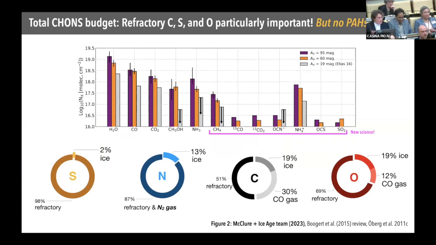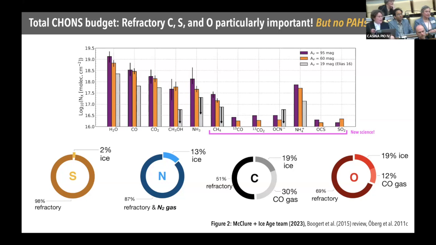And the thing to note here is that ices make up at most 50% of the elemental budgets for, say, carbon and oxygen. But for nitrogen and sulfur, we're really only seeing a small part of the total elemental budget, which means that the refractory species are playing a very important role in the composition of the solids going onto planets.